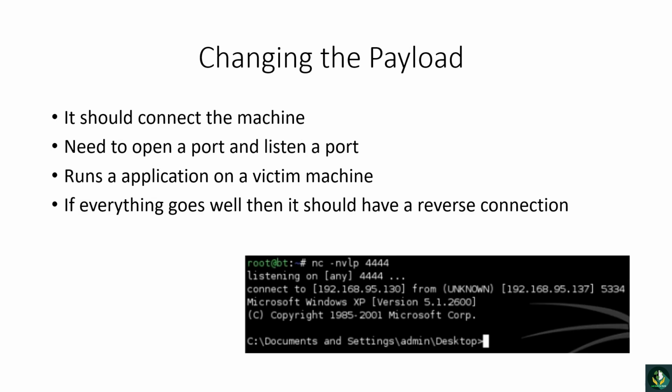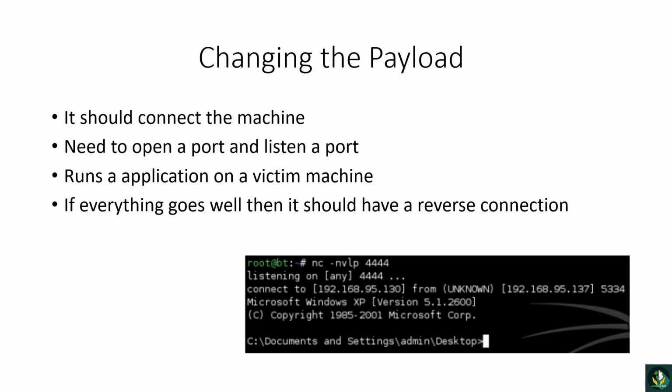Before running this exploit, I am going to write down this command: nc -nvlp with port number 4. You can choose any port as you want. Now it's listening on the port. You need to listen on the port, and also run the application on the victim machine. Now I'm going to run my script here, and everything went well.